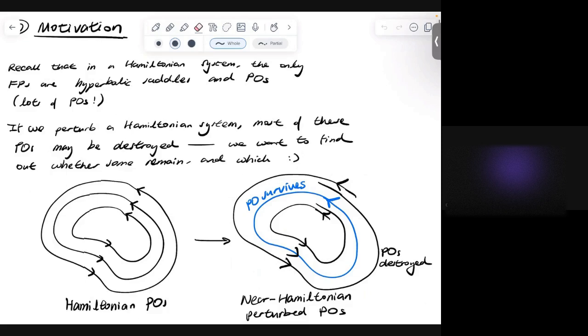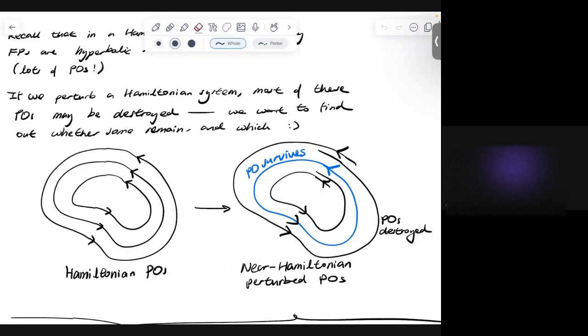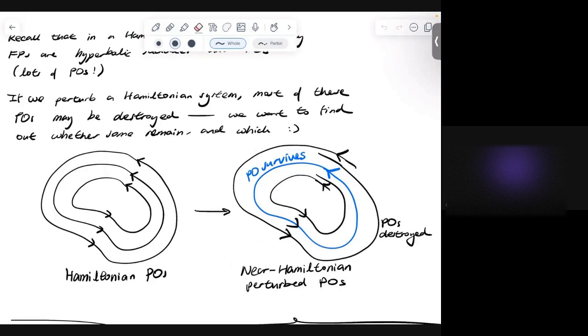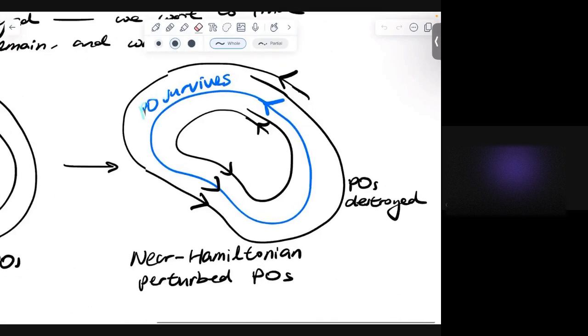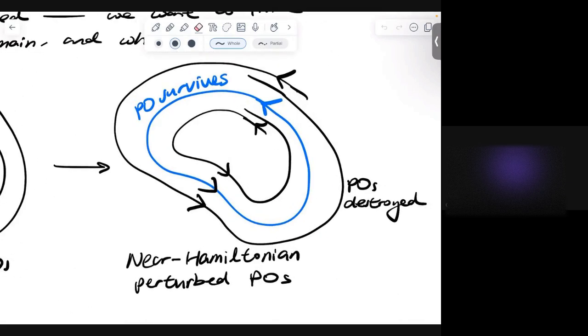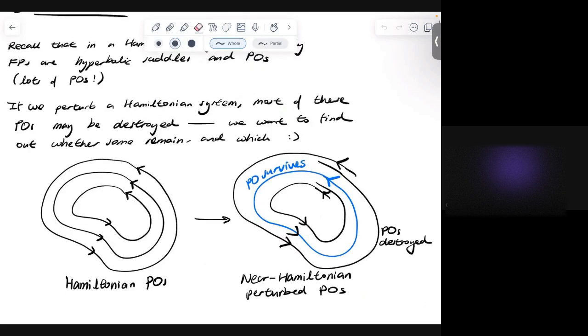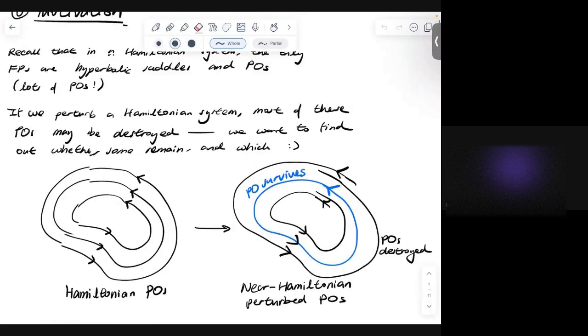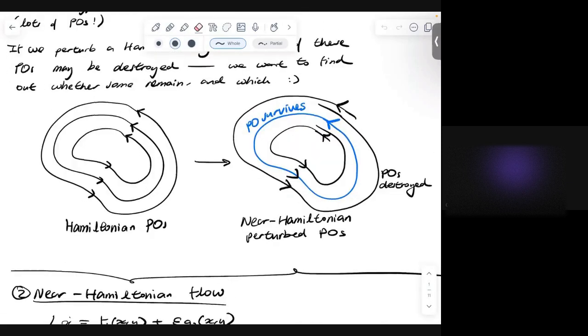So the motivation is this question: if we perturb a Hamiltonian system, then you might imagine something like this happens, because energy is no longer being conserved. There's no reason for us to continue along the same contour and have a periodic orbit. So most of the periodic orbits might be destroyed, and we want to find out whether some remain and which ones. This is a bit of an illustration of that.